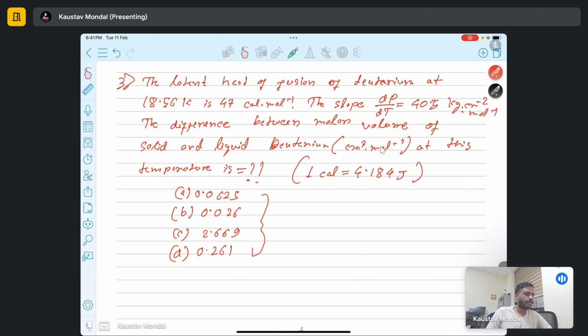So the latent heat of fusion is given at this Kelvin. For deuterium it is 47 calorie, and the slope is dp dt. So latent heat L is given at a particular temperature, the slope is given dp dt, and you have to find out the difference between molar volume of solid and liquid phase of deuterium. So fusion means the liquid will be transferred to the solid, right?